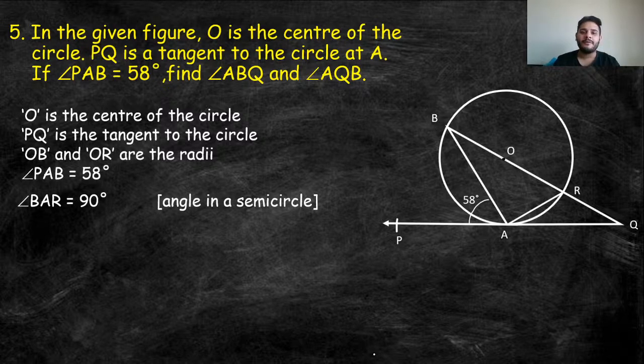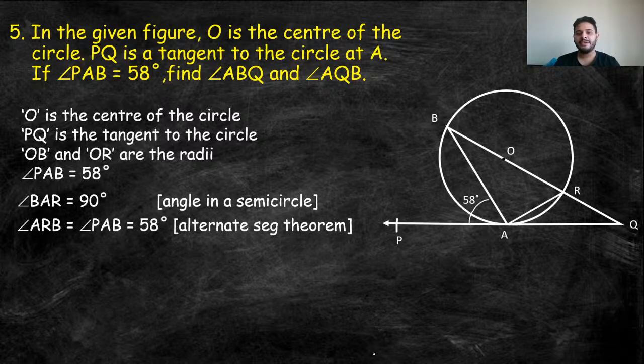As we have already understood the theorem of angle in a semicircle, any vertex which joins the ends of the diameter, and that particular point is on the edge of the circle, we say that it is equal to 90 degrees. Is this much clear? Then we say angle ARB is equal to angle PAB, by the alternate segment theorem.